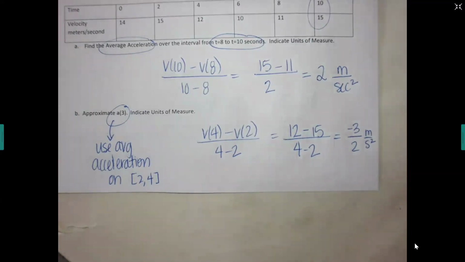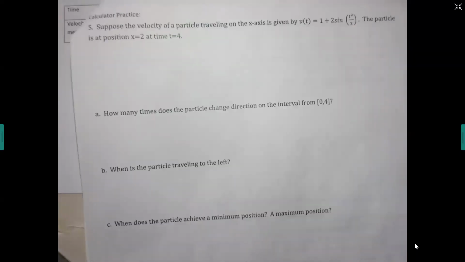Okay, so we're going to get super into your calculator for one question, and then we're going to move on to homework. So if you'll get out your notes from last time, we're going to finish one page, the calculator practice page. Okay, so pull this guy out of your notes from last time.